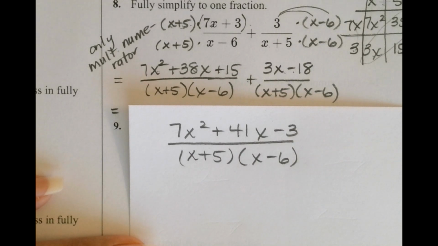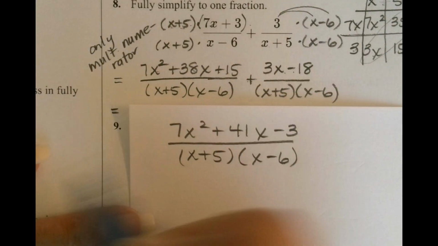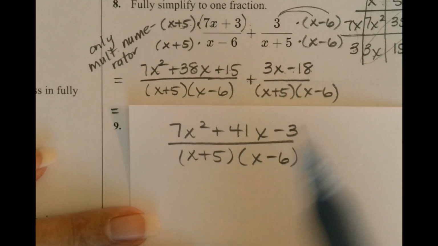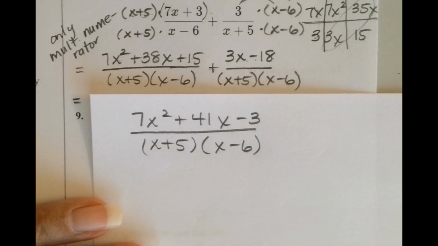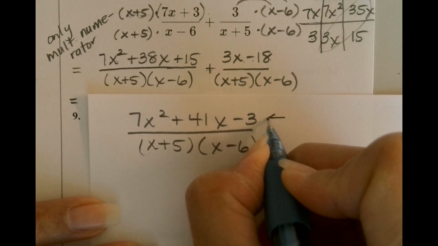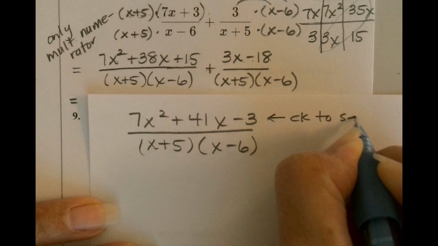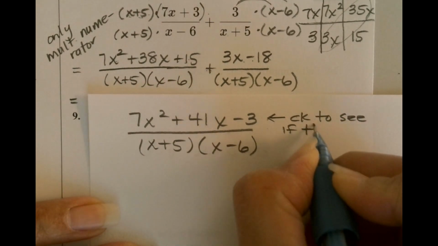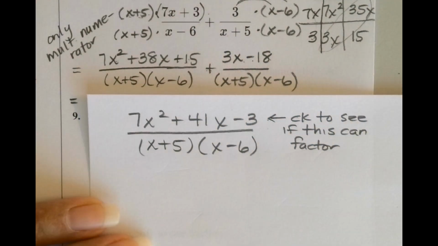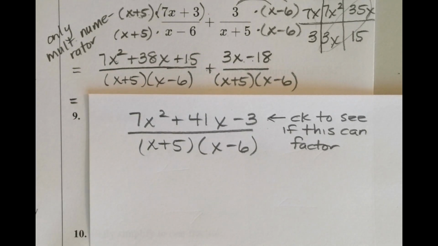And watch your signs, especially if this is a minus, please watch your signs. So 7x squared, 38 plus 3, 15 plus negative 18. Now, here is where you would feel that, okay, I'm done, but here's what I need you guys to always do. You need to check to see if this can factor. Always check to see if this can factor, because if it can, you need to factor it so that it will cancel out with any factors in the denominator.